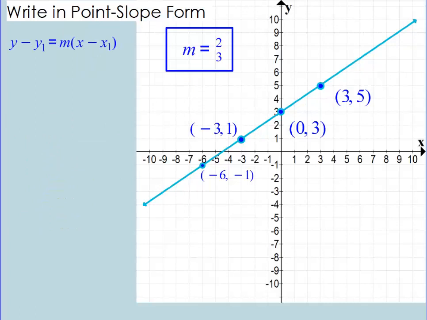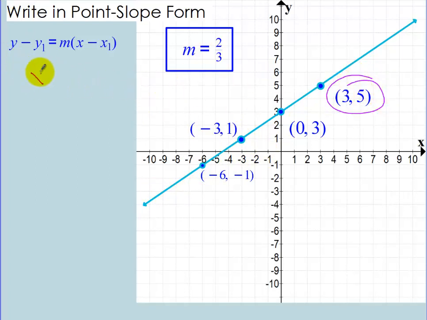So what does that look like? Let's try to write an equation in point-slope form. I have a line graphed right here, and a bunch of different points. I want to write this equation in point-slope form. The slope, I said, is 2 over 3. So we know my m is 2 over 3, and I get to pick one of these points. Let's pick this top one first, 3, 5.